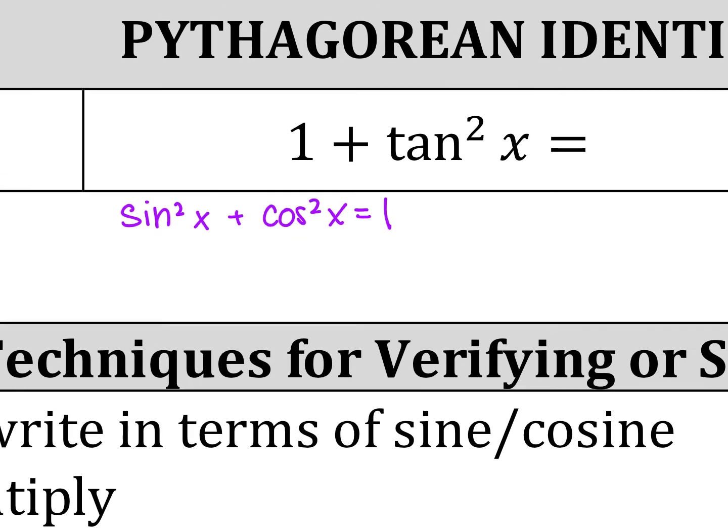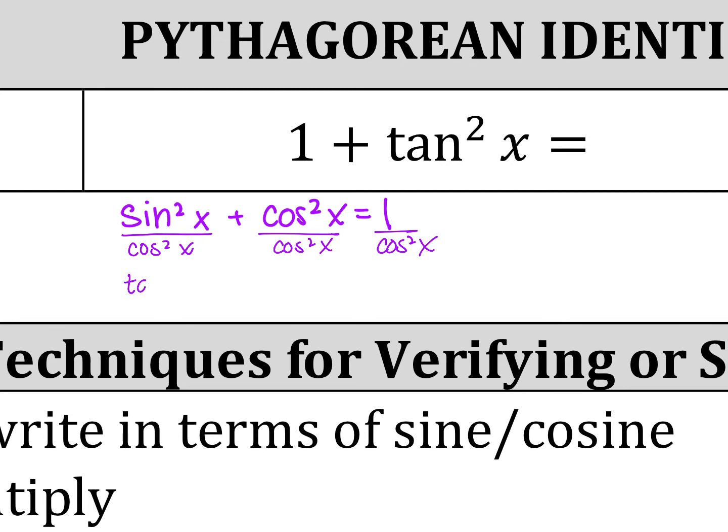If I want to get a tangent squared, remind me the ratio of tangent that uses sines and cosines. Sine divided by cosine. So what I'm going to do is divide everything by cosine squared. Well, we already said that sine squared divided by cosine squared is tangent squared. Cosine squared divided by cosine squared is 1. There's my tangent squared plus 1.